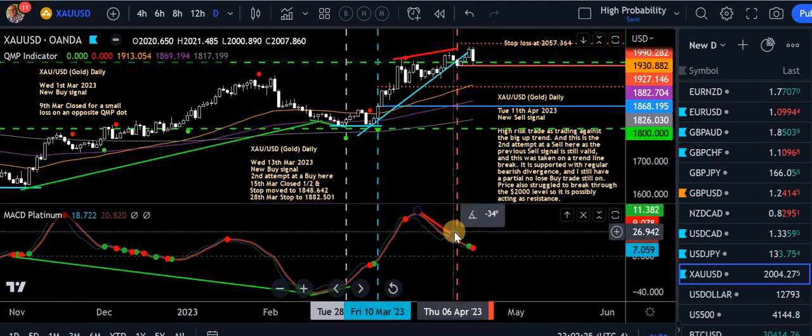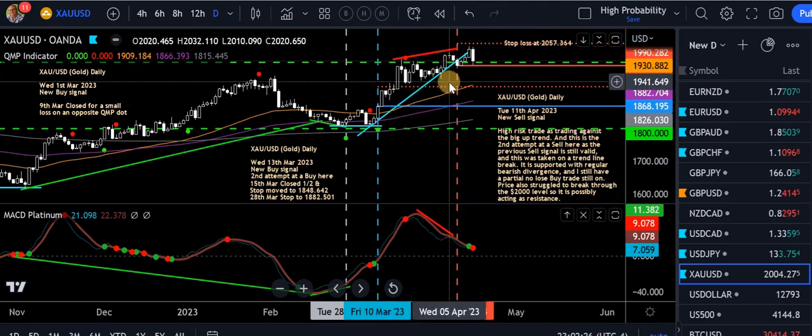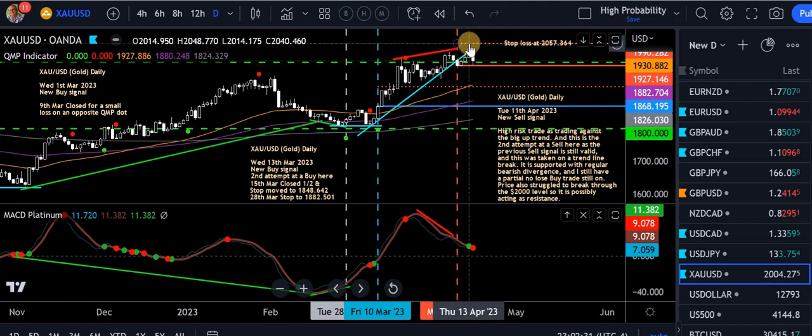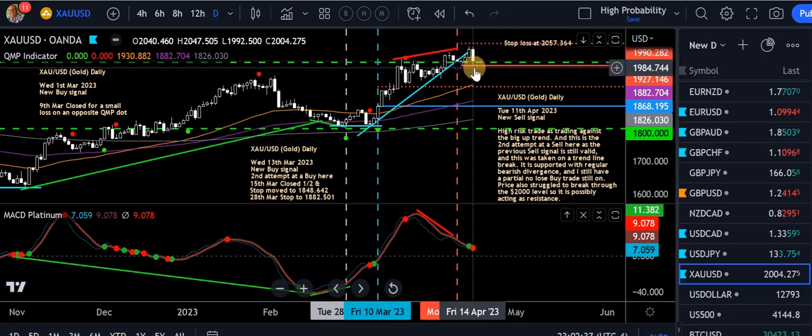See the regular bearish divergence. We've got a trend line break, and we've got the 2000 level. I thought, yeah, it'll hold. Put my stop up here. It went very close to my stop, and Friday was kind to us. Didn't hit the stop, and it's come back down to the entry level.